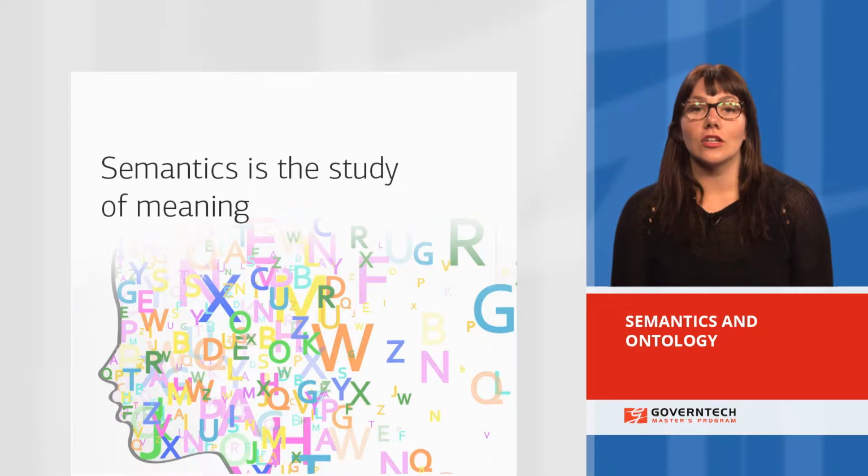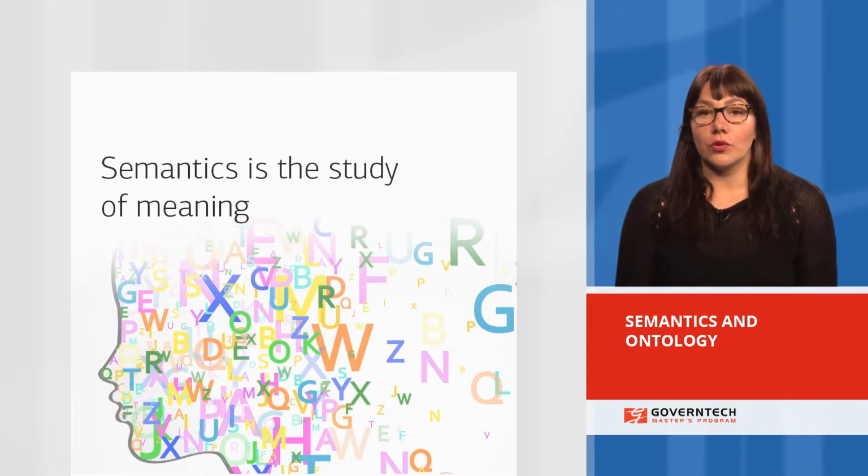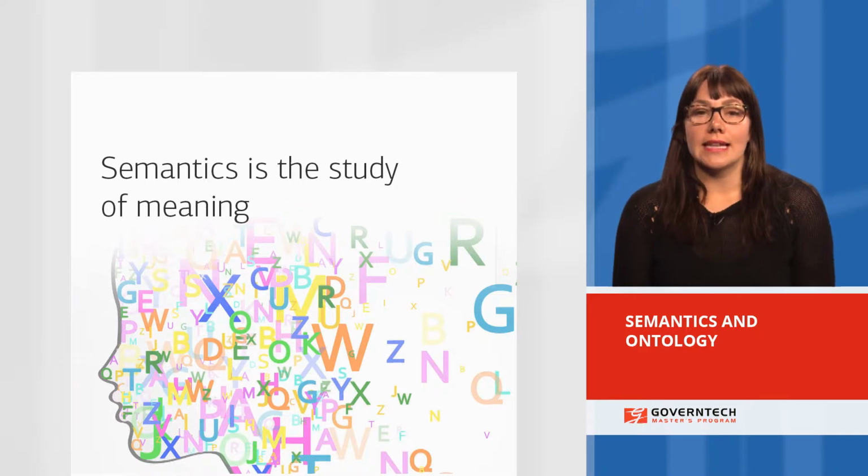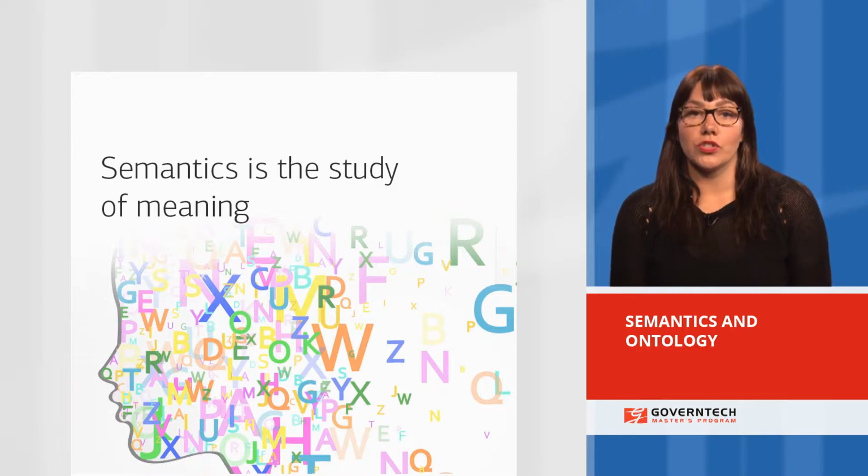Hi again. In this lecture we will look at semantics and ontology. Semantics is the study of meaning. Both linguistics and logic are concerned with meaning. We can differentiate between the logical or formal semantics, which is sense, references, presuppositions and implications, and lexical or linguistic semantics, which means the analysis of word meanings and relationships between them.